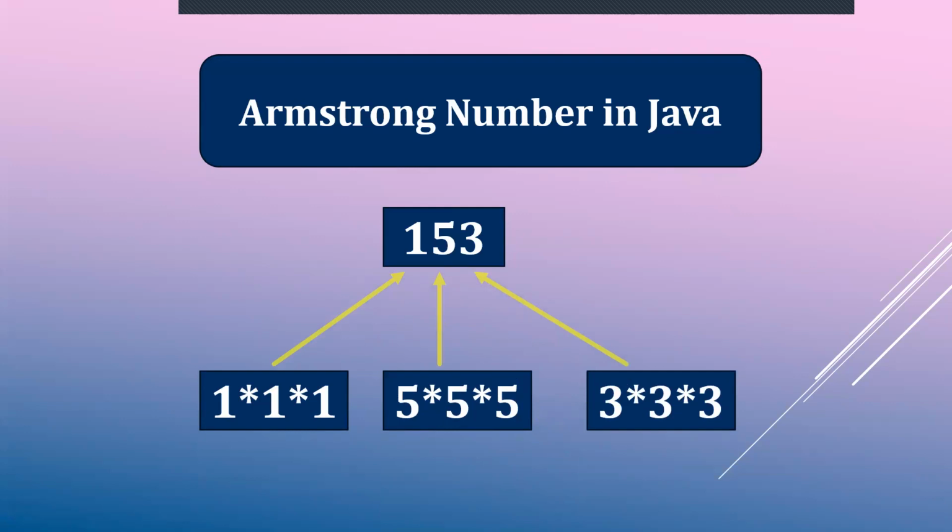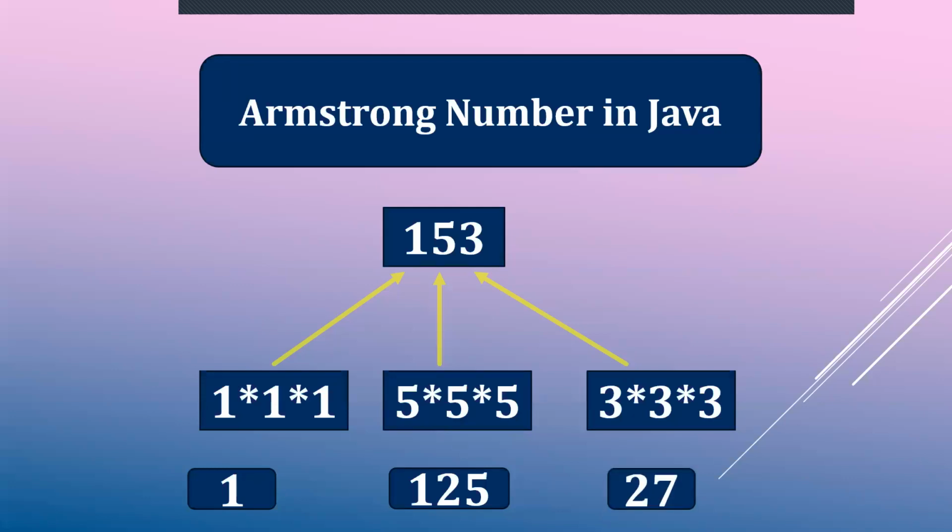Now what we have to do is multiply, and then add. If I multiply 1 into 1 into 1, you will get 1. The same way, 5 into 5 into 5 gives 125, and 3 into 3 into 3 gives 27. Now we add all together, and you will get the answer 153.